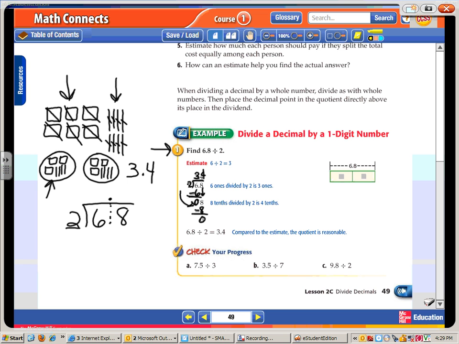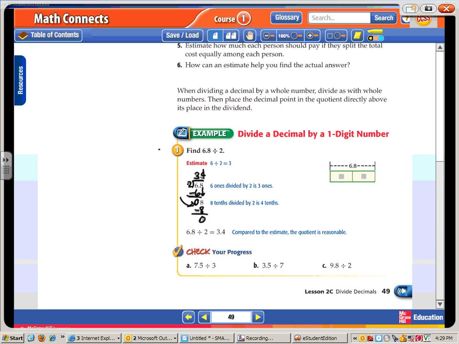Let's do a couple more here. Erase that out for you. So let's go down here to some practice. Oh, before I go, remember, you can check that estimate and making sure that's compatible.